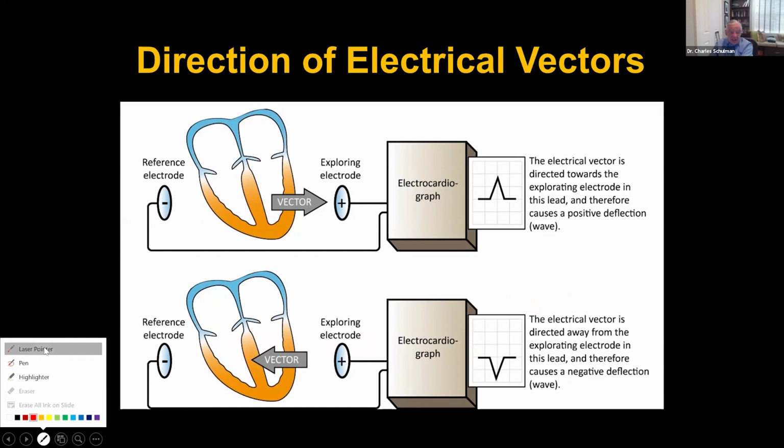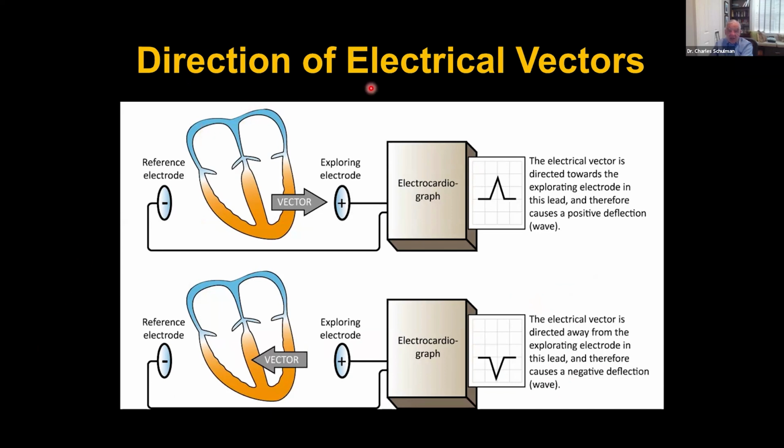This just highlights the concept of vectors and how they relate to what we see on the electrocardiogram. When the electrical vector travels toward the exploring electrode on the clinical electrocardiogram, we see a positive deflection, whereas when it travels away, we see a negative deflection. And so we can determine the direction of these vectors, and we'll talk about that in a little while.